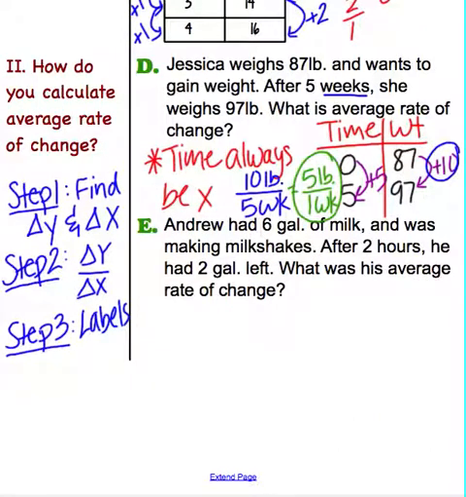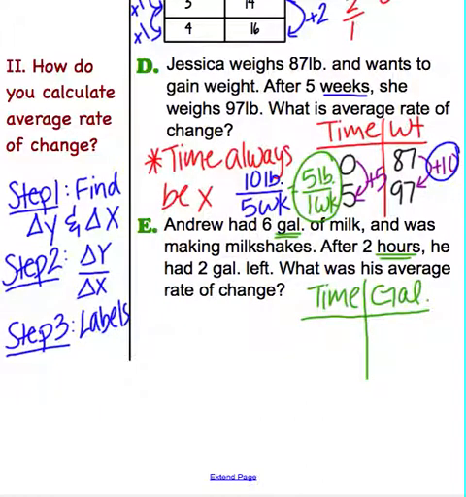Give myself some space to work. Andrew had 6 gallons of milk and was making milkshakes. After 2 hours, he had 2 gallons left. What was his average rate of change? So here again, we've got time, because I see hours, and then I've got gallons. So I'm going to make my table.